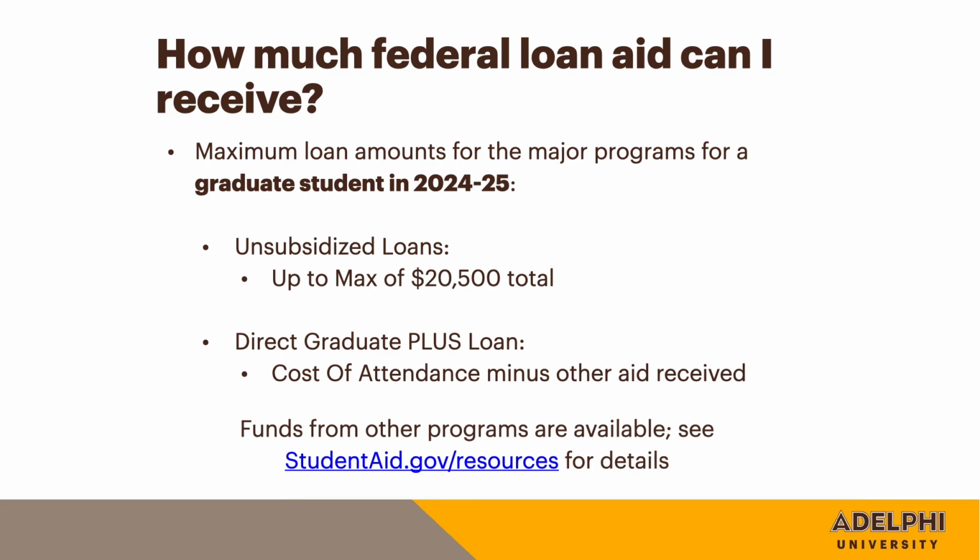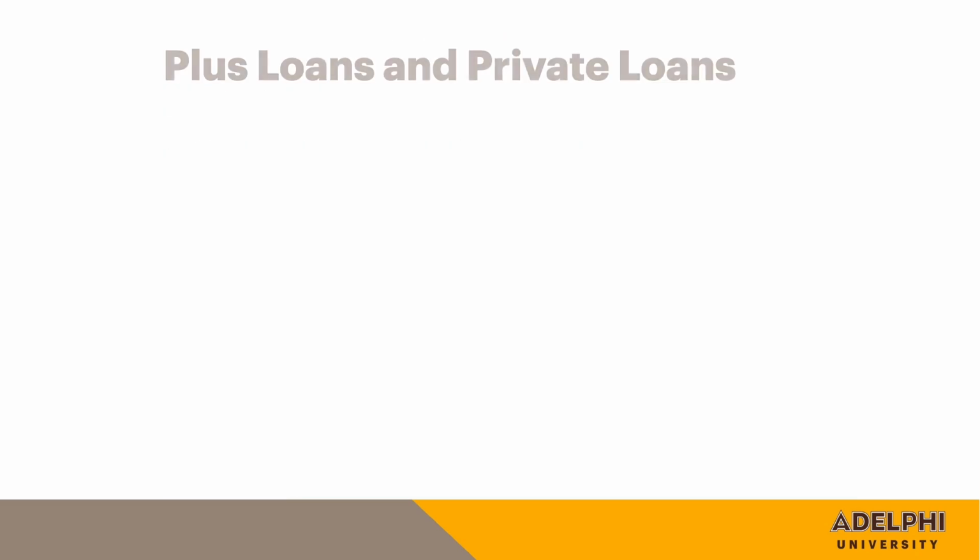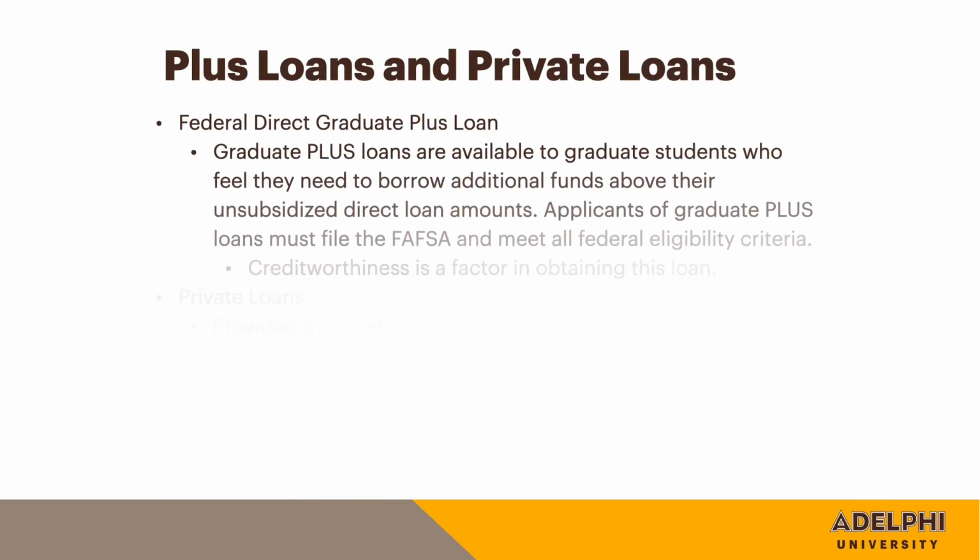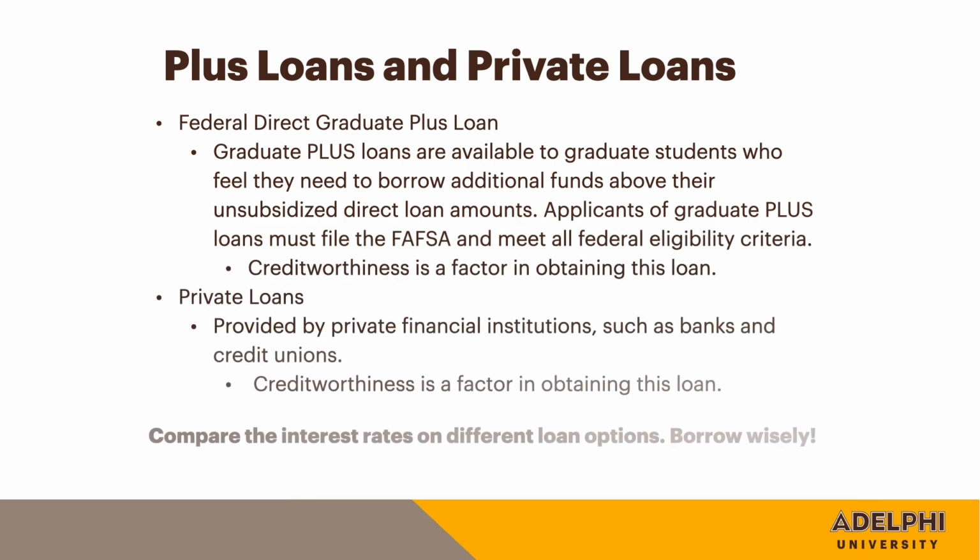The second is the Graduate Plus loan, which is also an option for students who need additional loan funds beyond the unsubsidized direct loan. The FAFSA is required for Plus loan eligibility, and there is a separate application for the Graduate Plus loan, which does include a credit check. Plus loan amount eligibility will be indicated on your college financing plan, as the amount is based on your cost of attendance minus all other aid you are receiving.